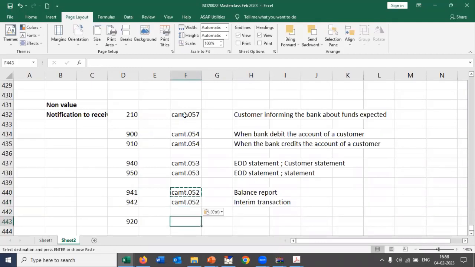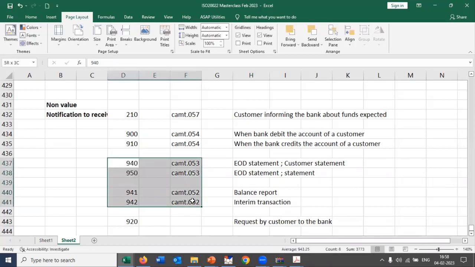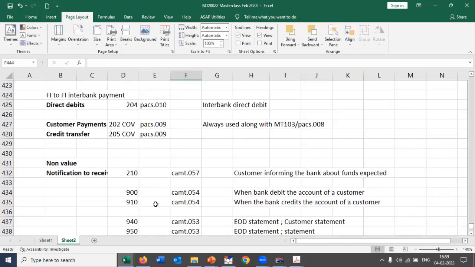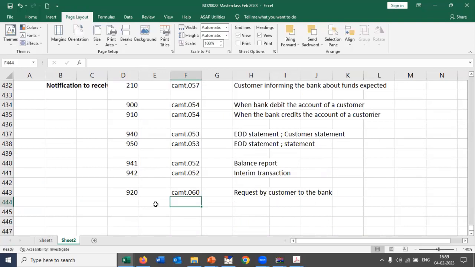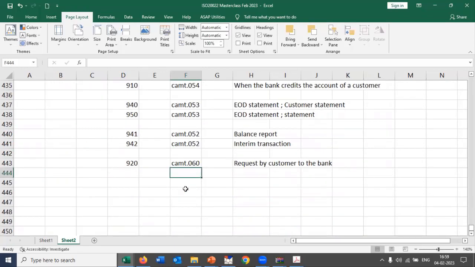And last one, 920. It's a request by a customer to the bank to send the statement. Now, what could be the statement type? I want any one of these 4 statement types: 940, 950, 941, 942. In MT world, I'll send the 920, a request message to my bank, asking them to send me either a 940 or a 950 or a 941. In ISO world, that will be a CAMT060. These are the MTs and their equivalent ISO. If I have not mentioned an ISO, it's basically because there is no equivalent in MT otherwise.